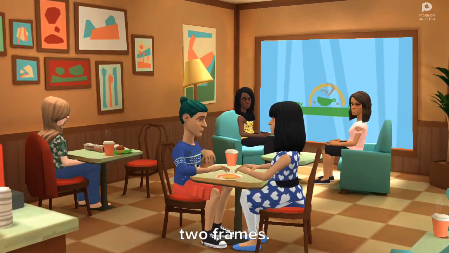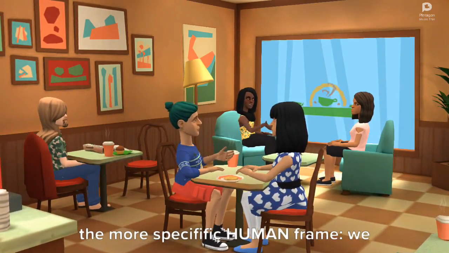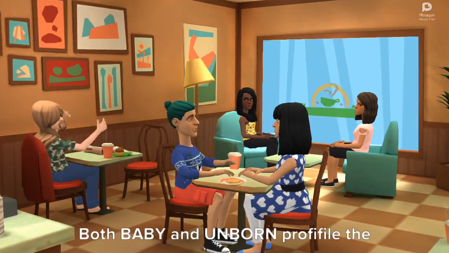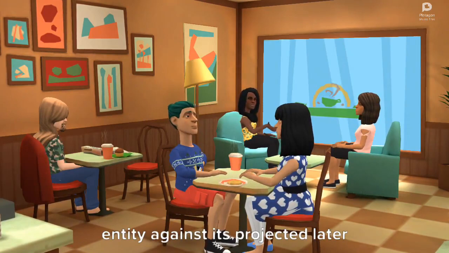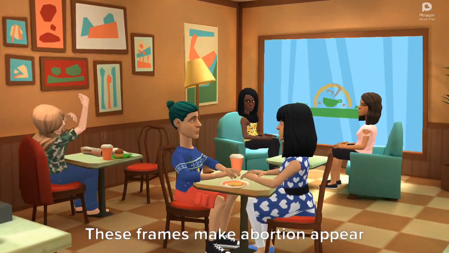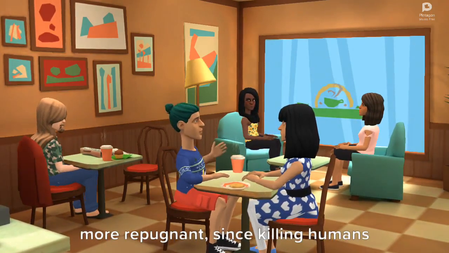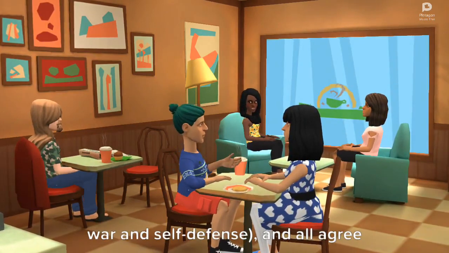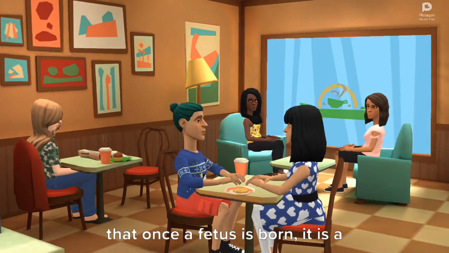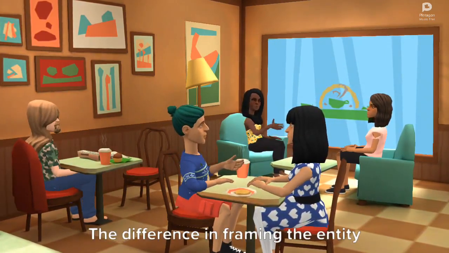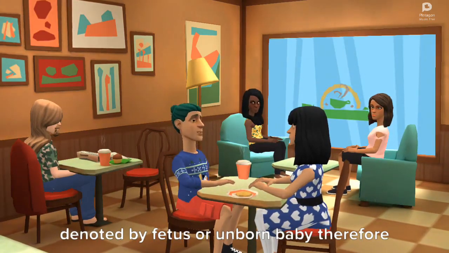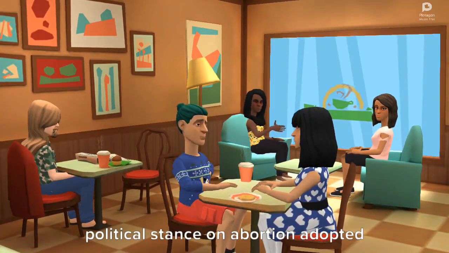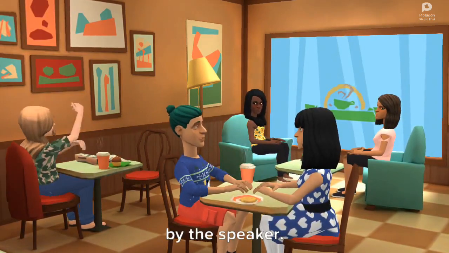The complex phrase unborn baby exploits two frames. Baby profiles the same entity against the more specific human frame. We prototypically use baby only for human offspring. Both baby and unborn profile the entity against its projected later life stage, namely after birth. Now, these frames make abortion appear more repugnant, since killing humans is only accepted under quite restricted circumstances, for example war and self-defense, and all agree that once a fetus is born, it is a human being. The difference in framing the entity denoted by fetus or unborn baby therefore biases the hearer to frame it differently. It orients the hearer towards the political stance on abortion adopted by the speaker.